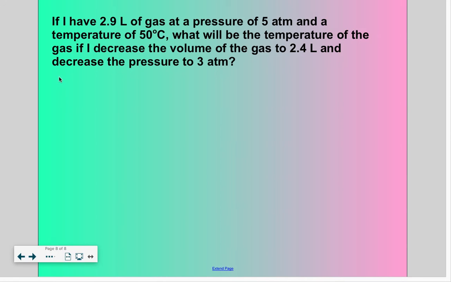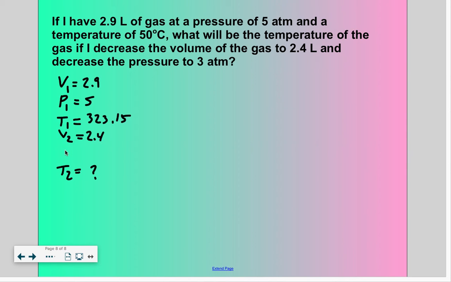All right, so in this one I'm given a volume, 2.9, I'm given a pressure of 5, and I'm given a temperature in Celsius. So once again, we have to change that. That'll be 323.15. And what will be the temperature? So we're actually looking for T2, decreasing the volume to 2.4 and the pressure to 3.